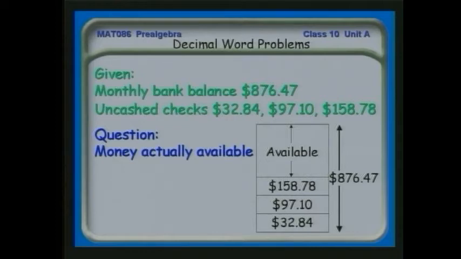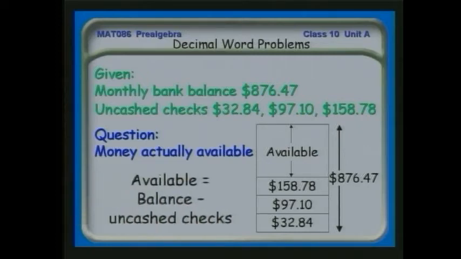There's our diagram. The amount available is going to be whatever the total is, but you need to take into account there are those checks that are floating around out there, and you never know when they're going to get cashed, so you have to be careful. So the amount he really has available is the balance minus those uncashed checks.